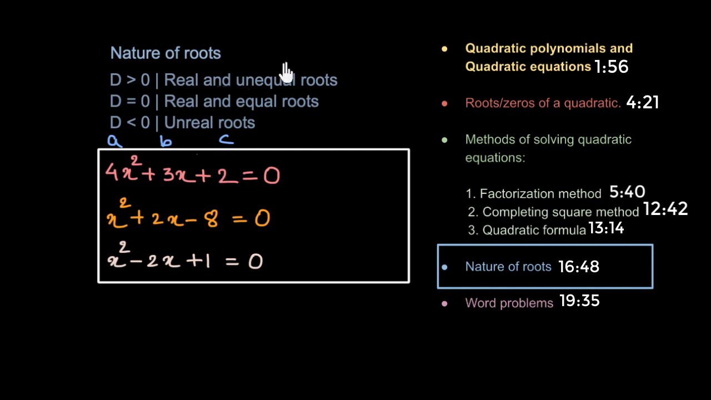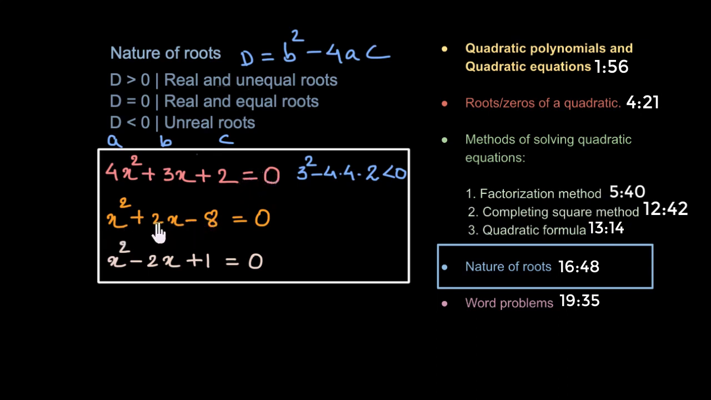So for the first equation, b square minus 4ac, that is the discriminant, would be equal to 3 square minus 4 times a, that is 4 again, times c, that is 2. So 9 minus 32 is less than 0. Hence the roots would not be real. The roots would be unreal in this case.